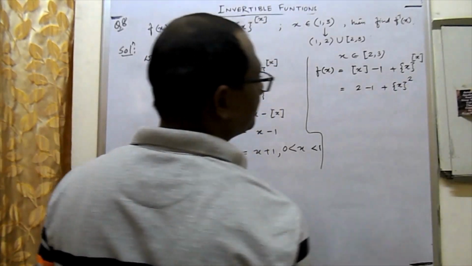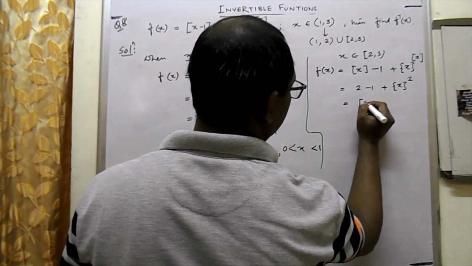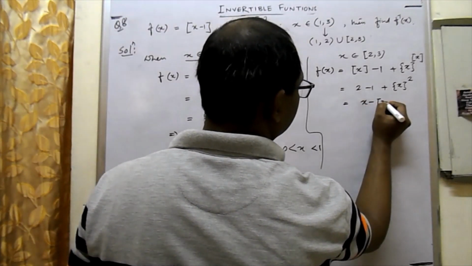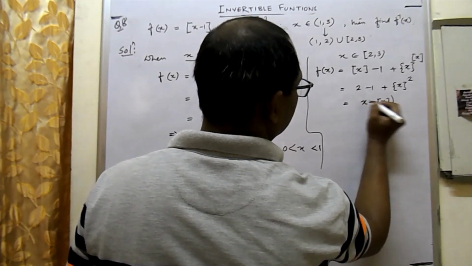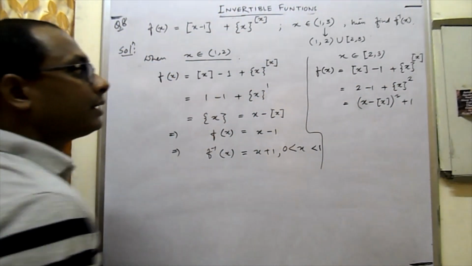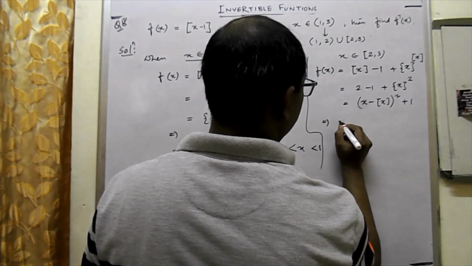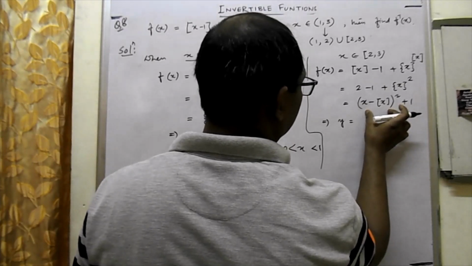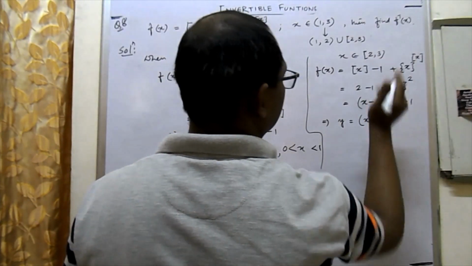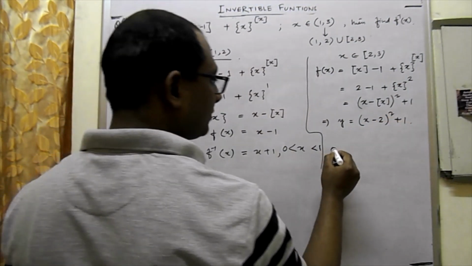this one is again 2. So we'll be getting fractional part of x whole square, that is nothing but (x minus [x]) whole square plus 1. Okay, now y equal to this. So x minus [x] in this interval is 2, so (x minus 2) whole square plus 1. So what will be f inverse of x then?